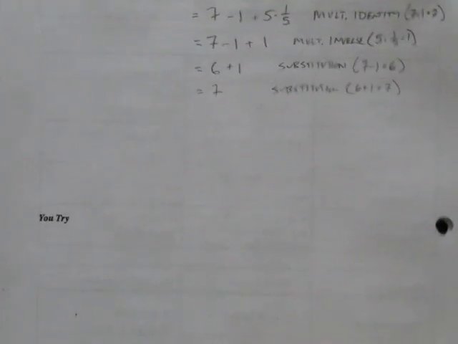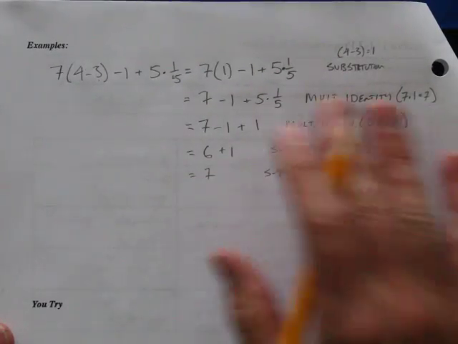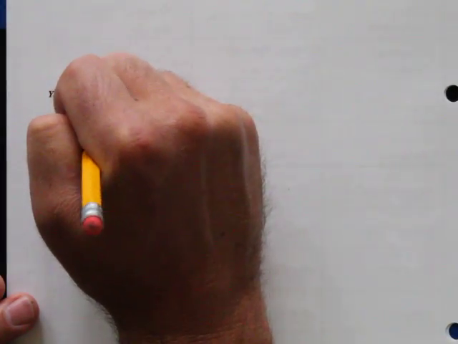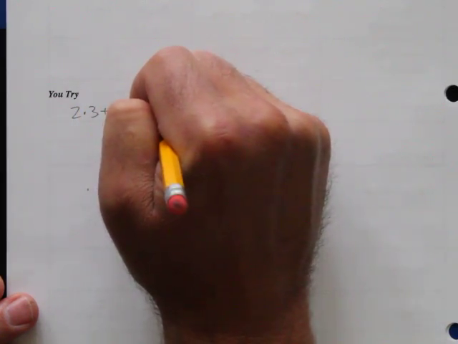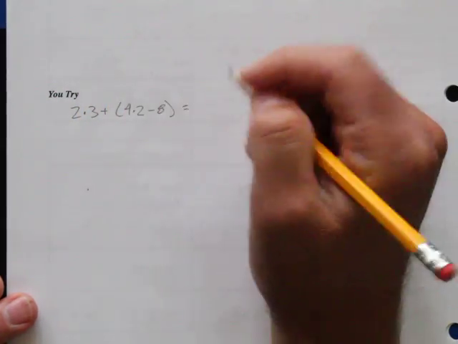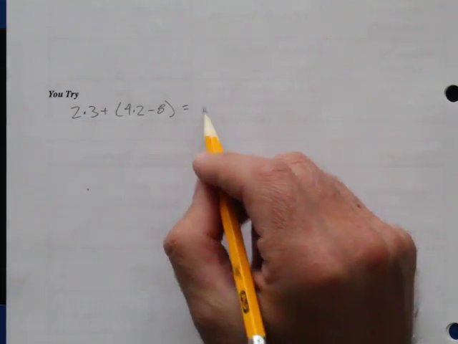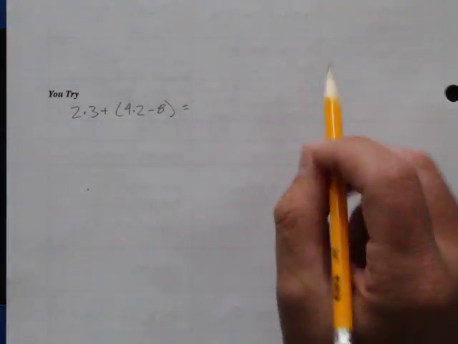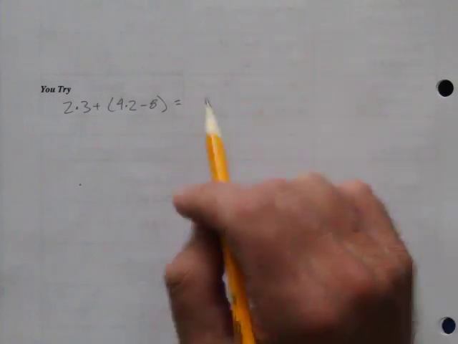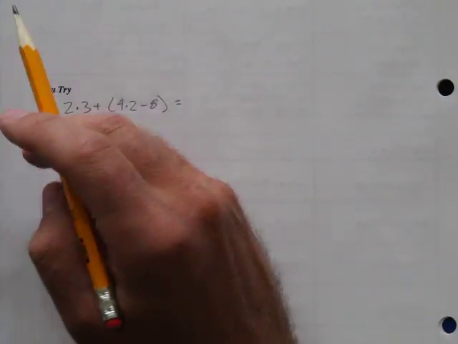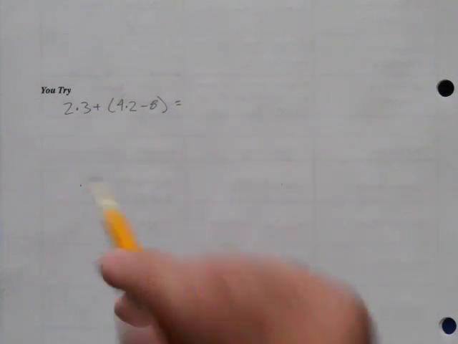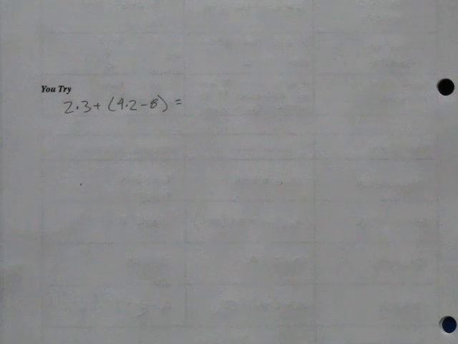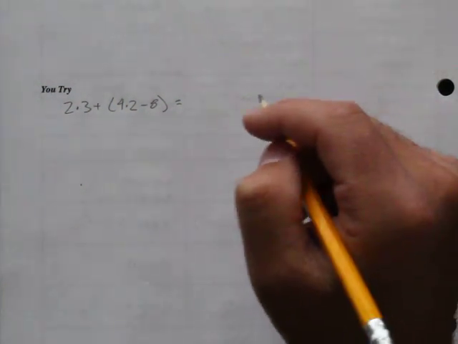Okay, now this is how I want you to lay out and do this Try It here, which is 2 times 3 plus 4 times 2 minus 8. All right, so you're going to do each step just one step at a time and list which property you used to make that change. So go ahead and pause, and then we'll come back and go over this together. All right, let's see how you did.